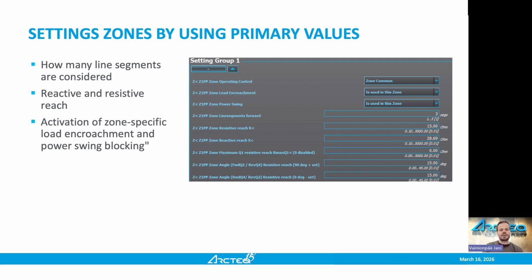And of course, you are setting here the resistive and reactive reaches of the zones. And this is also where you enable the load encroachment area under this specific zone, and where you also enable power swing blocking under the specific zones. So load encroachment and zone power swing are now used under this zone. So you need to do this separately under both zones 1 and 2 if you want to use the power swing blocking and the load encroachment as well.